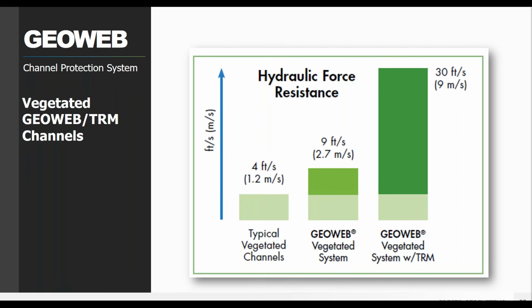Then if you go to the right side of the graph and you use the GEOWEB system and you do have that surface protection on top of it, you're getting up to that 30 feet per second, which is a massive change. So it's definitely something that if you know you have the potential for those higher flows and you don't want to have to come back in and constantly be repairing your channels and trying to plant more grass, anything like that, this is the way to go. You're going to prevent that scour. You're going to keep that blade density. You're going to be able to withstand those flows for a lot longer.